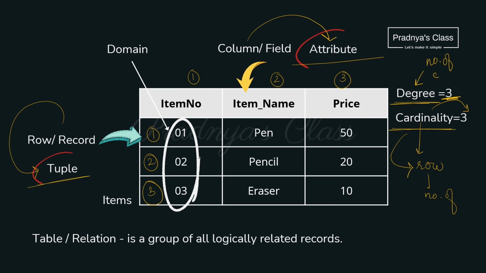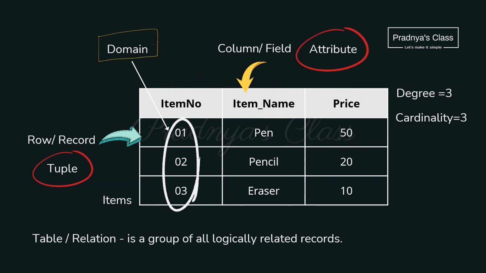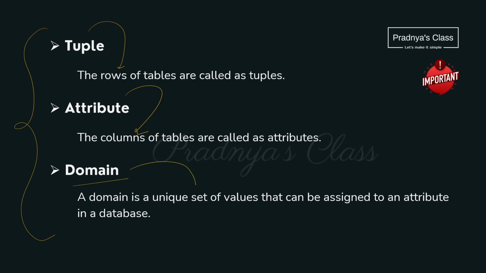Oh, there is one more term we skipped. Look at the table again. The term is domain. Domain means the set of possible values which we can enter in a particular column. Look at this column. It is item number. So we can enter integer values here. For item number, the domain is set of integer values. And if you talk about item name, here we will be entering some string values. So domain for item name will be string values. We cannot enter integer values here. That's why the definition of the domain is a set of values that can be entered in an attribute.